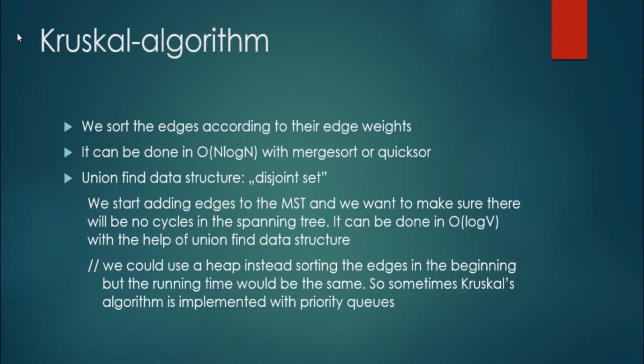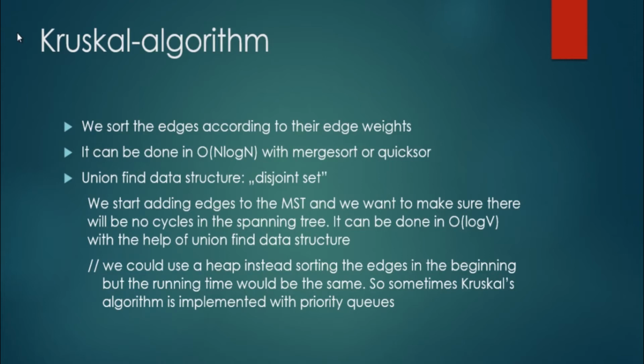data structure. So why is it good to construct union-find or disjoint set? Because it's going to make sure that Kruskal algorithm is very fast. And of course in this O(log V), V denotes the number of vertices in our graph. We could use a heap instead of sorting the edges in the beginning, but the running time would be the same. So sometimes Kruskal's algorithm is implemented with the help of priority queues.